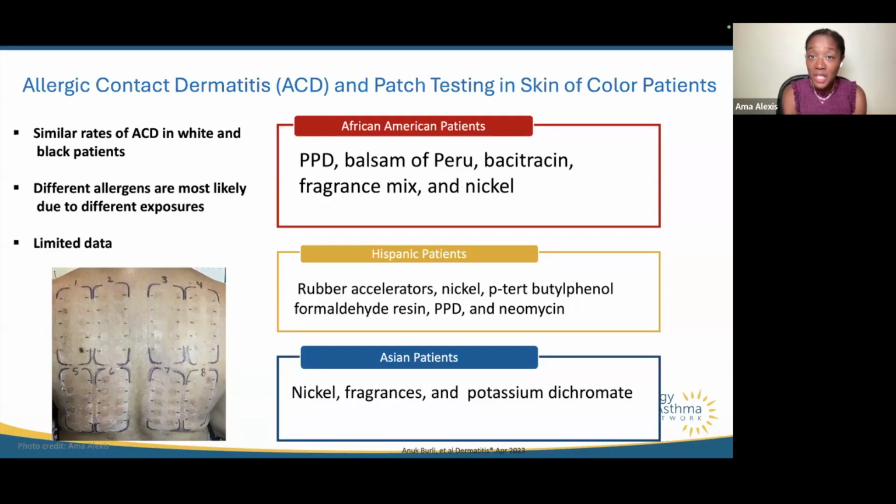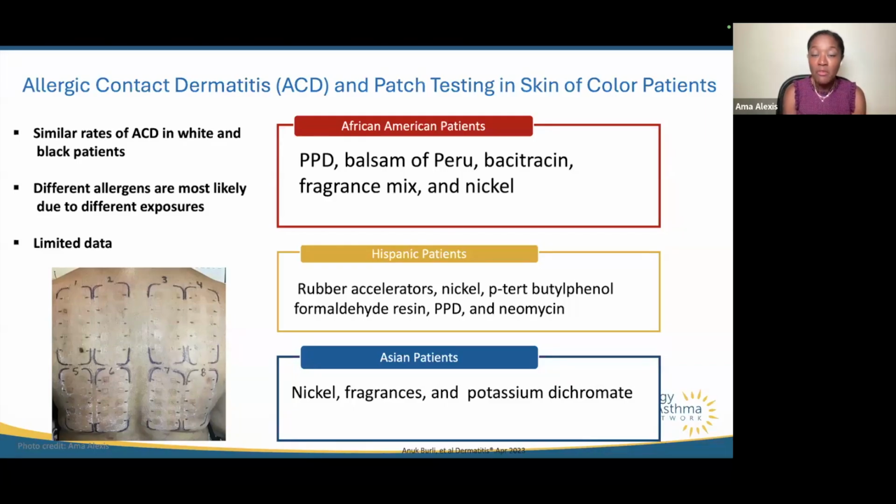So what do we see in African American patients? PPD, paraphenylenediamine, is found in black hair dye. And where are patients exposed, you ask? That's right, when we dye our hair, right? So that's number 1, the number 1 allergen. Balsam of Peru, which is a fragrance, bacitracin, fragrance mix, and nickel is in the top 5 there.